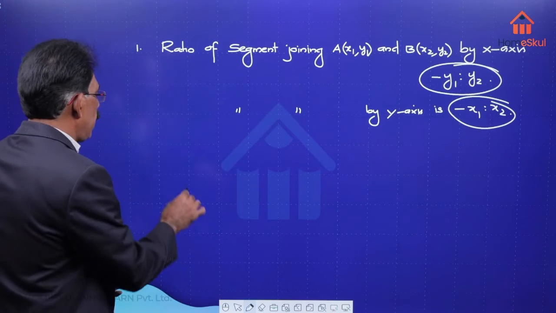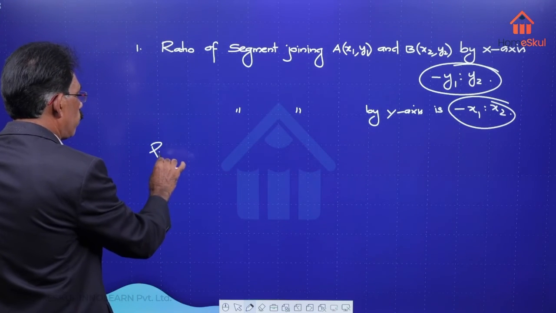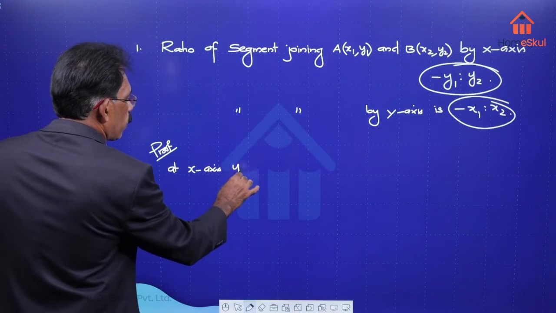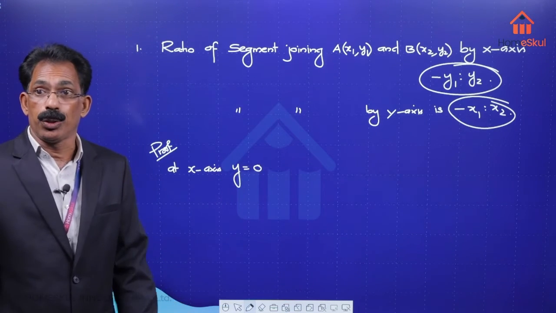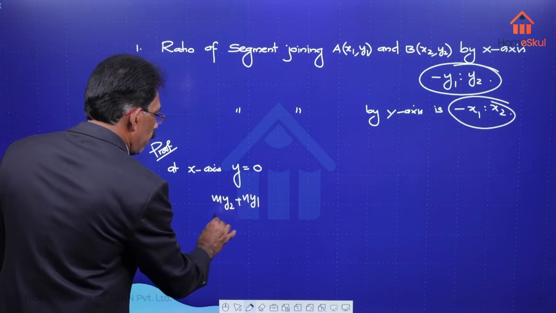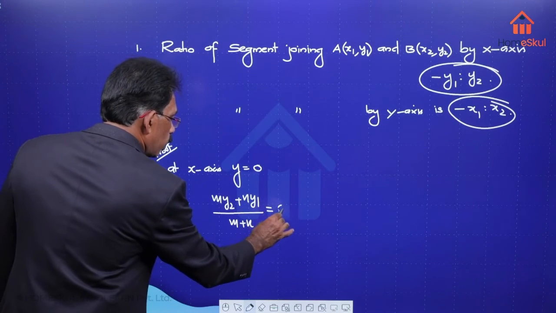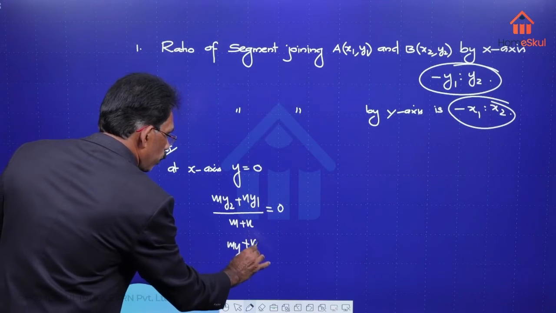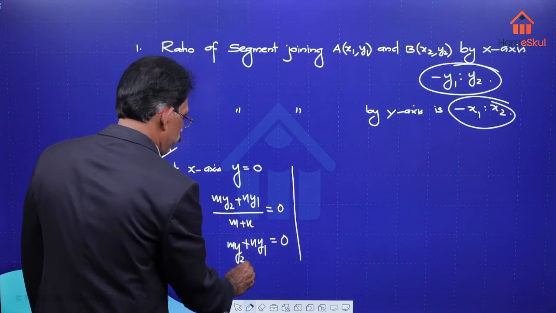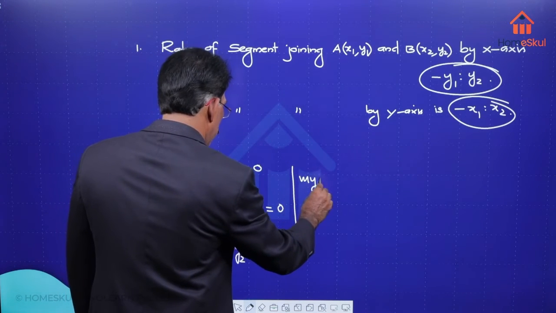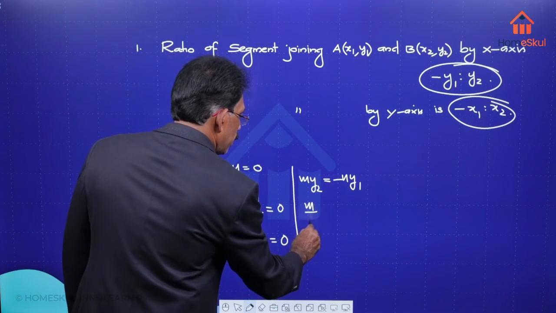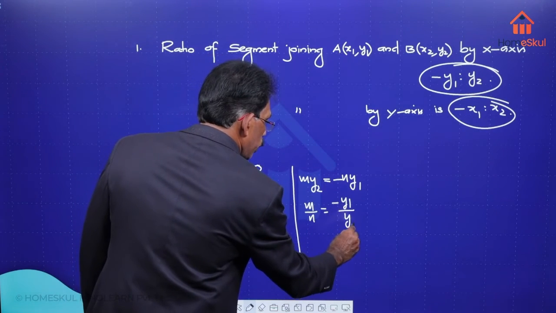Look, at the x-axis, y equals 0, isn't it? The y-coordinate is (my2 plus ny1) divided by (m plus n). This is equal to 0, so my2 plus ny1 equals 0. So my2 equals minus ny1. Then m by n, this is the ratio, m by n is equal to minus y1 divided by y2. This is the method.